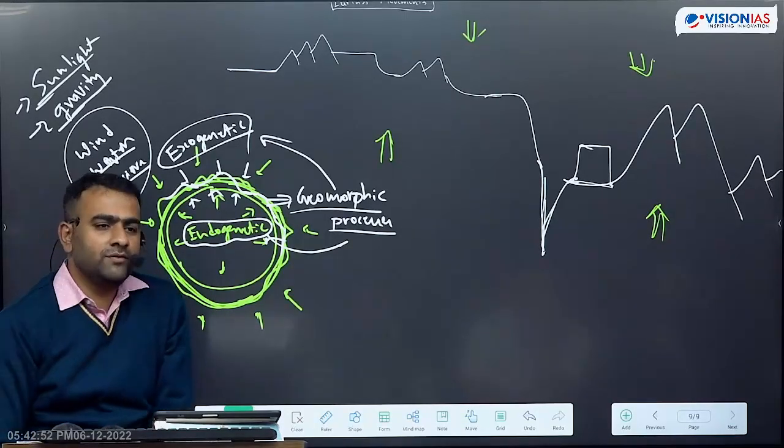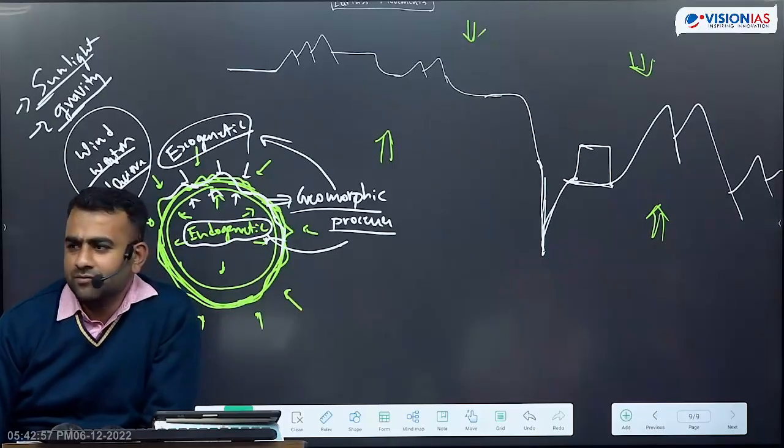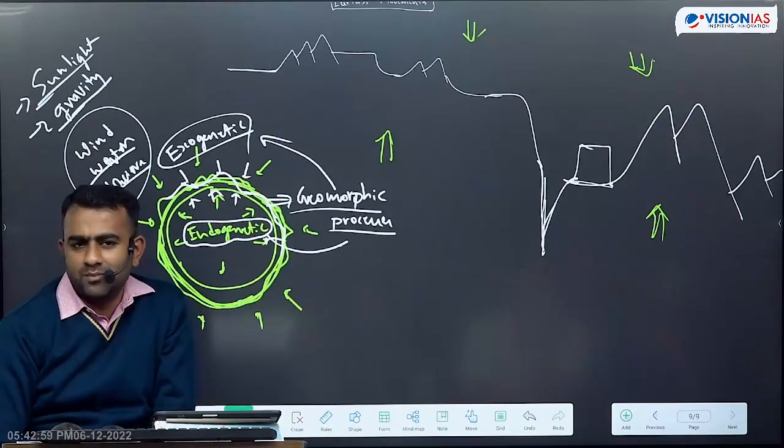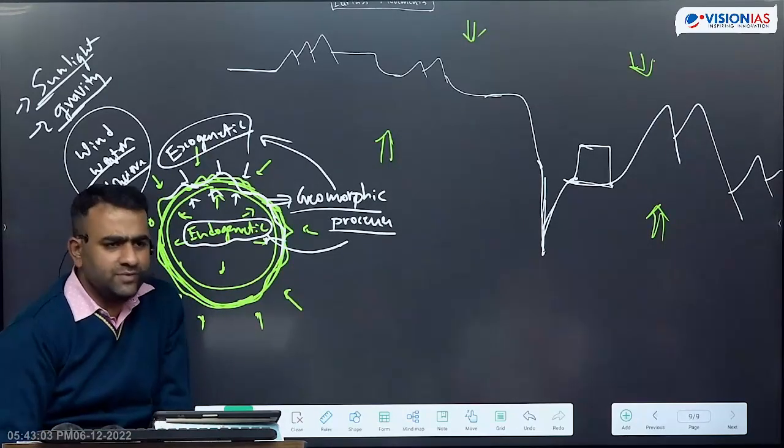Why is there a movement of wind? Because there is a difference of pressure. Wherever there is a difference of pressure in the atmosphere, wind moves from one region to another. It always moves from high pressure to low pressure. That is what wind is.